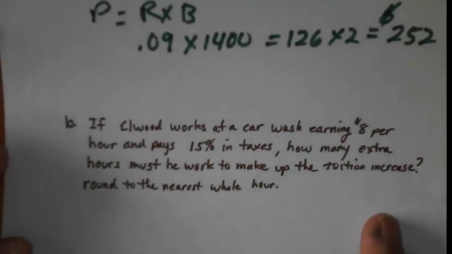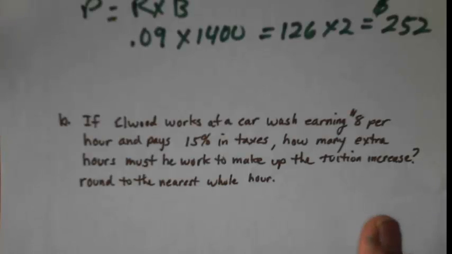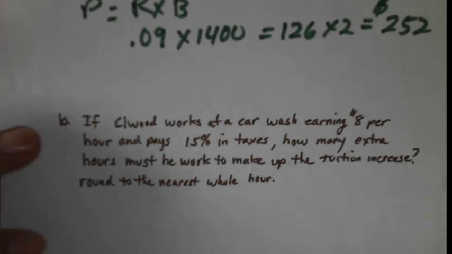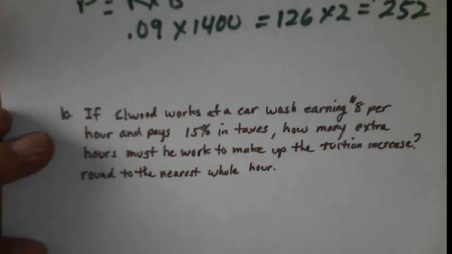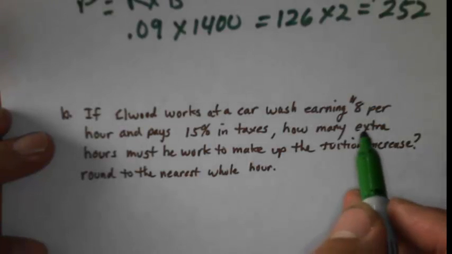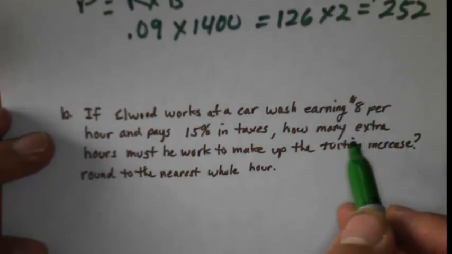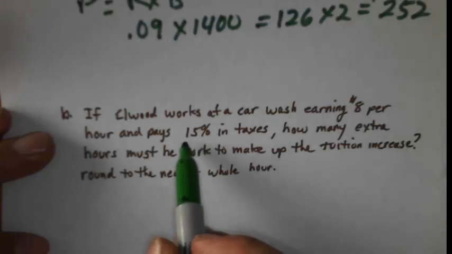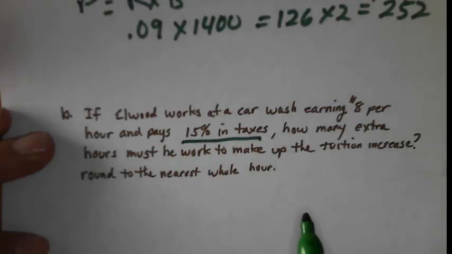The second part, part B, says that if he works at a car wash earning $8 an hour and pays 15% in taxes, how many extra hours must he work to make up the increase? Round to the nearest whole hour. Well, you could do these a couple of ways. I'd like to deal with the money that he's actually taking home. So he's paying 15% in taxes, so we have to subtract that. So in a sense, he's only getting 85%.